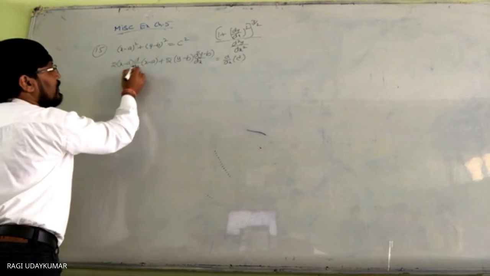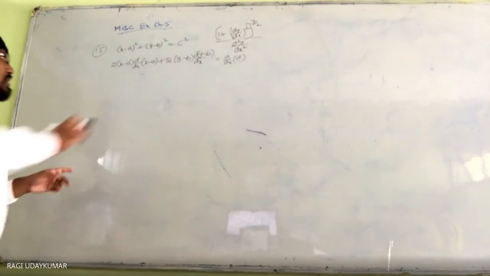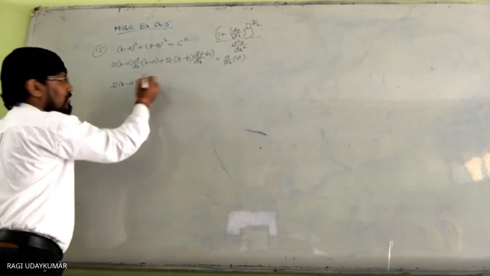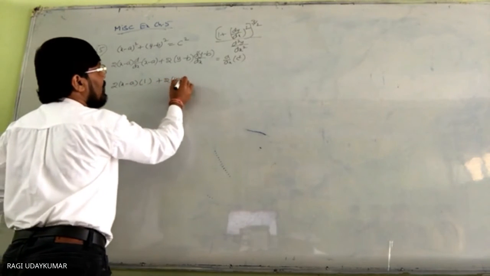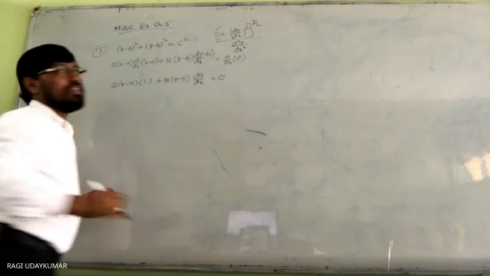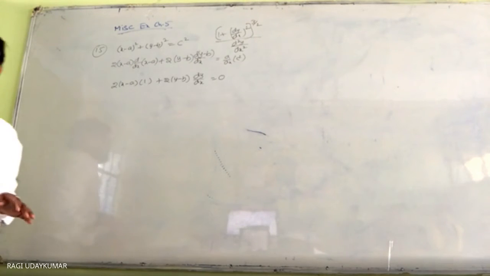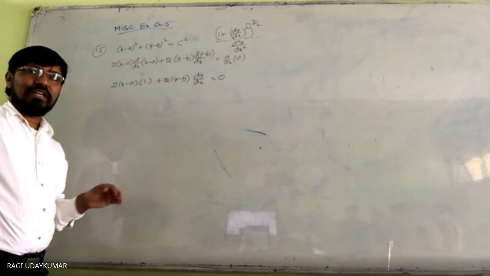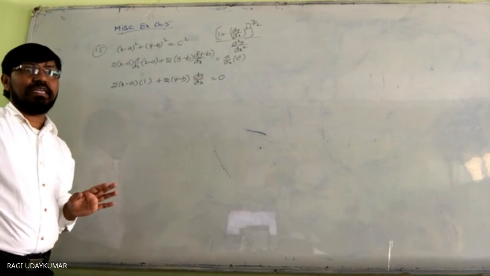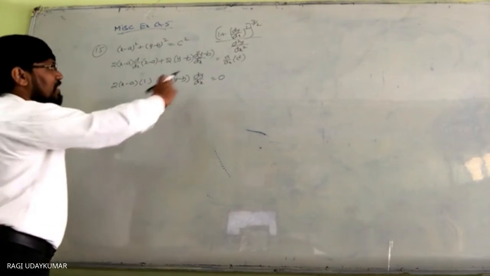So here d by dx of (x minus a) you are going to get as 1. So 2 into (x minus a) into 1 plus 2 into (y minus b) into dy by dx is equals to 0. Because differentiating with respect to x, whenever you are differentiating y with respect to x, dy by dx happens. y is not a constant here. Both are variables here. So dy by dx you need to find.